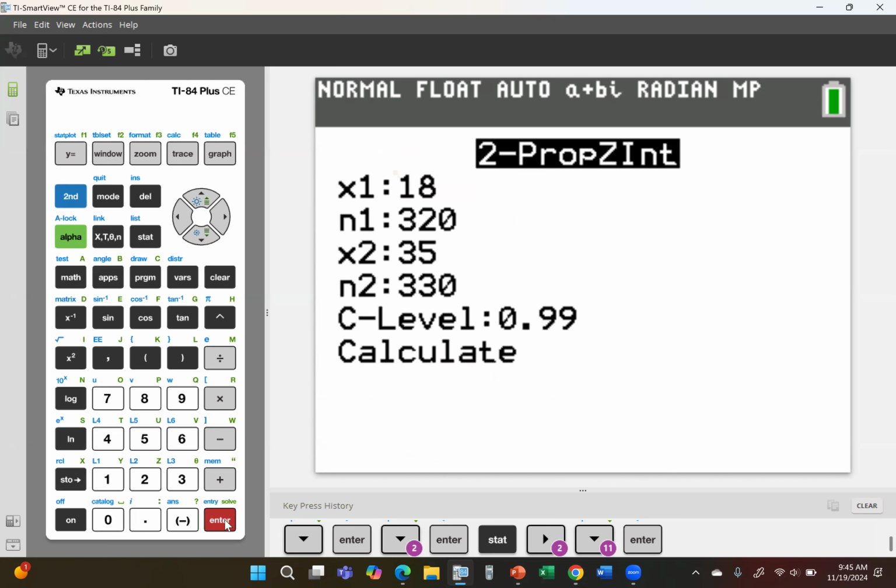And it should remember what I put in for the test. Does it? It does. And that confidence level I have there is correct, 0.99. So let's go calculate the confidence interval.